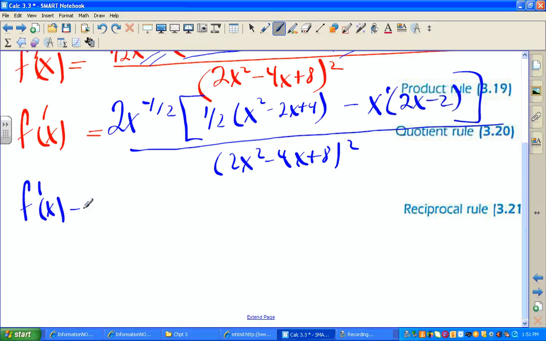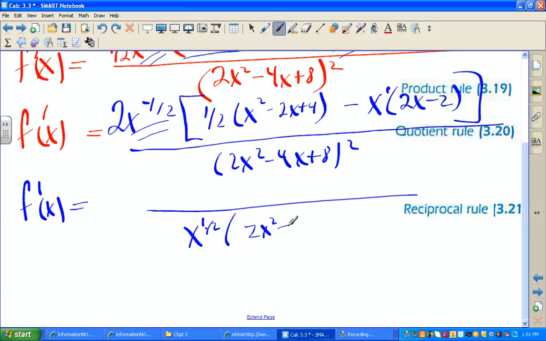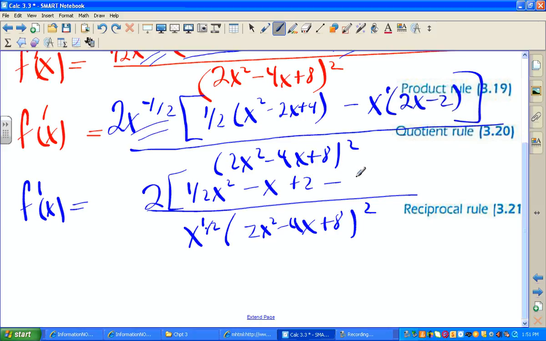So f prime of x. The radical will go to the bottom, won't it? The negative exponent, x to the 1/2, 2x squared minus 4x plus 8. The 2 I didn't do anything with, still there. Here I have 1/2 x squared minus x plus 2, minus 2x squared plus 2x.